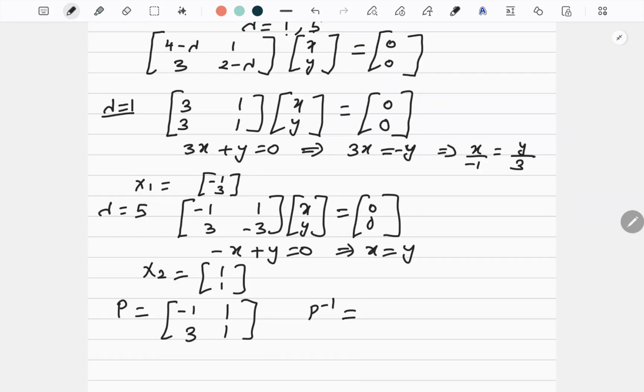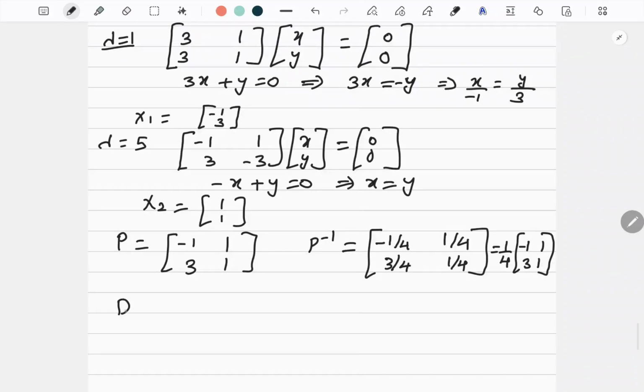Now do P inverse. So let's go to the calculator again, go to matrix, select matrix 1, select the order 2 cross 2. Now minus 1, 1, 3, 1. On shift 4 pick up Mat A and press the inverse button. So you will get minus 1 by 4, 1 by 4, then the next values 3 by 4 and 1 by 4. You can also write it as 1 by 4 outside, minus 1, 1, 3, 1.